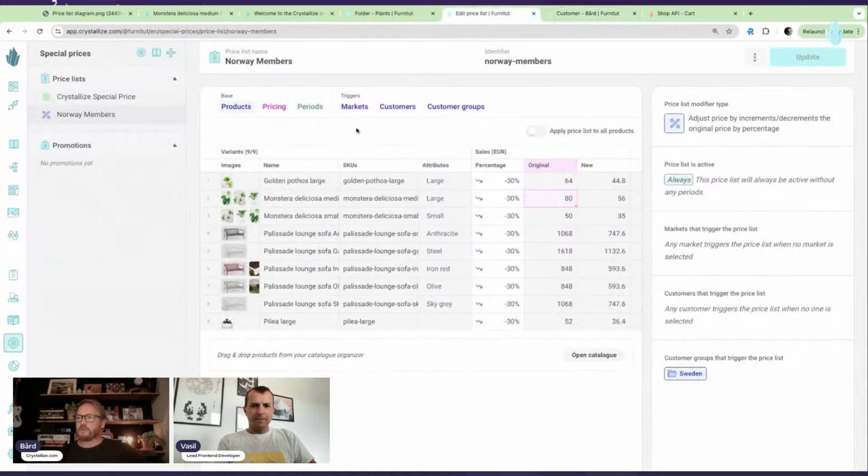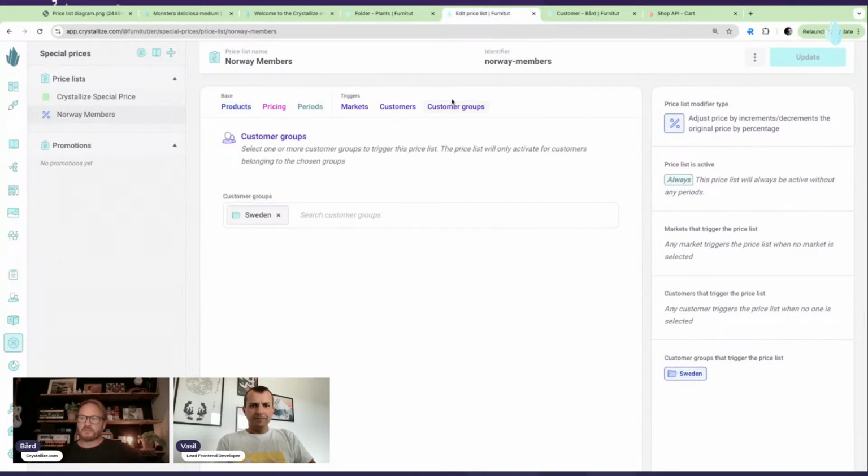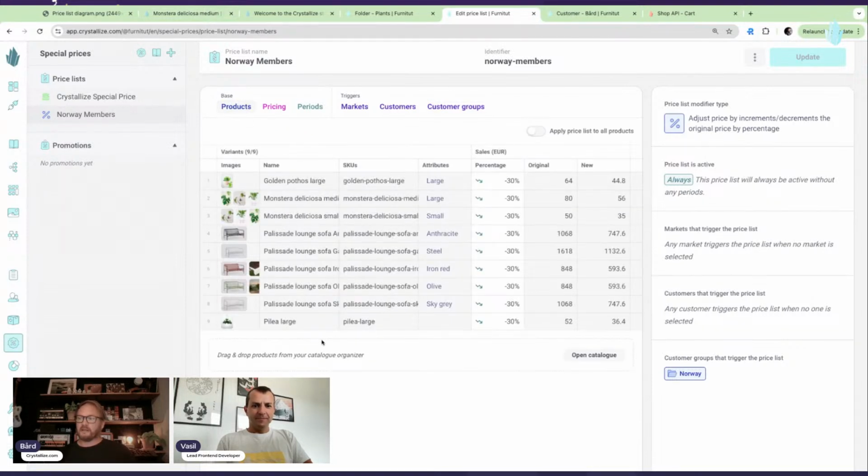Okay. So what we can do then is go to customer groups on the price list and say, I want to apply this to the market Norway. So now it's going to apply only for the customer groups of Sweden and Norway, this price list. Yeah. Let's remove Sweden. Let's just do Norway. Like Denmark. Yeah. Since it's called Norway members, it's okay. That is semantic. So this will now trigger if I'm logged in and I'm part of the customer group Norway. I will get these prices here.